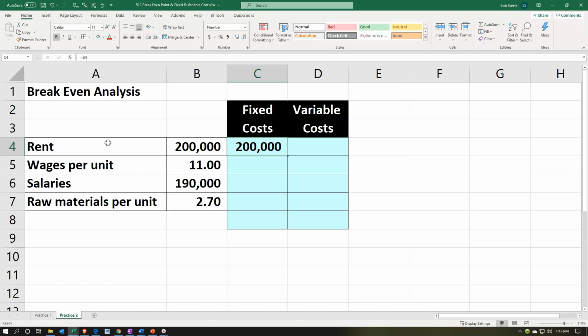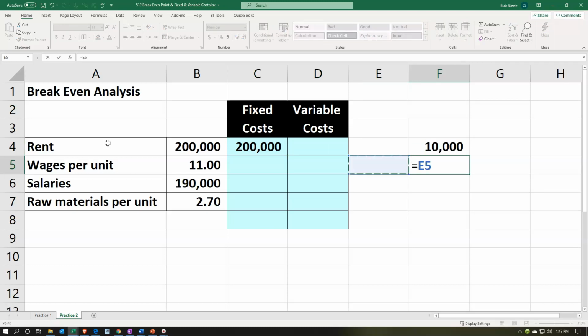Notice that if you try to allocate the rent to a per unit cost, which is kind of useful, you can imagine doing that. We're going to say, well, how much does it cost to make a unit of goods? If we make 10,000 units and the rent is $200,000, we can apply the $200,000 divided by the 10,000 units, and we're going to say it costs $20. We can allocate $20 of the rent per unit that we make.